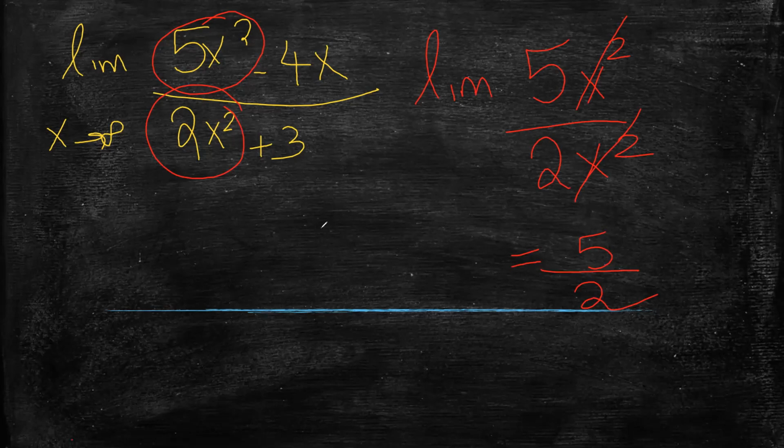Let's now do number 5. In number 5, we have limit 3 over y plus 4 when y approaches negative infinity.